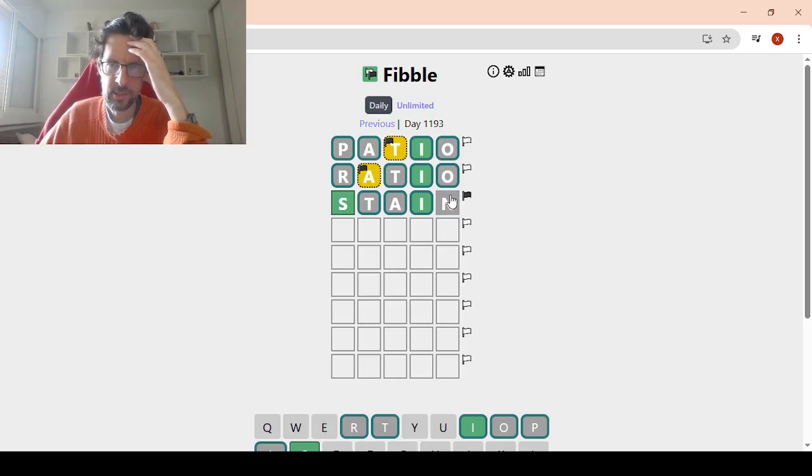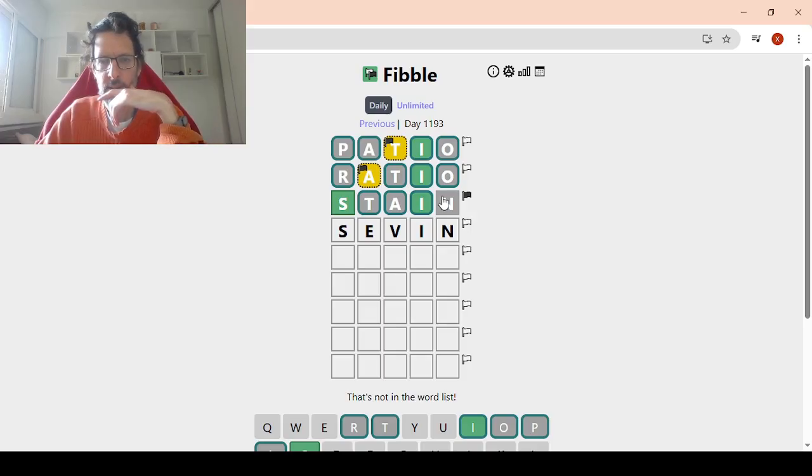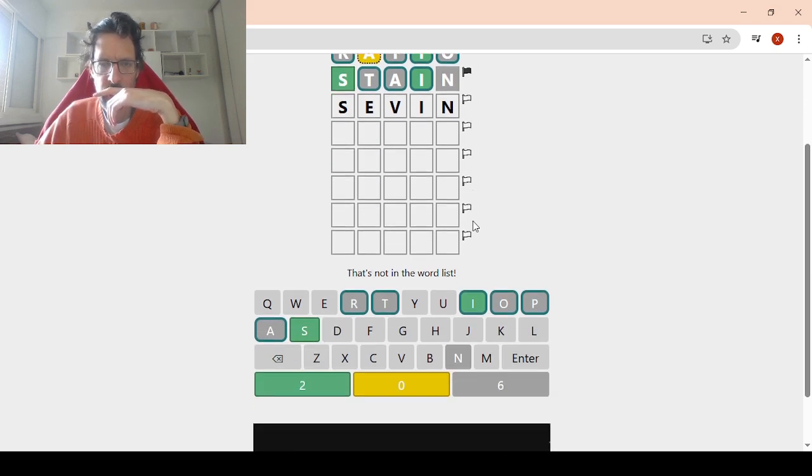Let's suppose the N is false. Then the S would be true. Is this a word? I don't think so, but let's try it. No. Satin is a word, but we know there is no T.